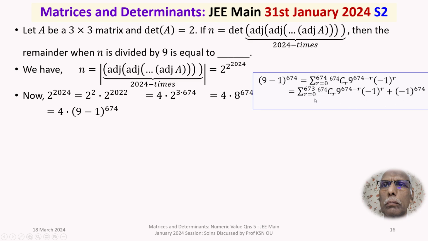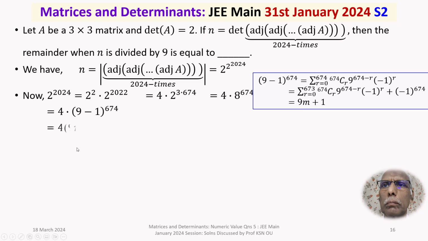Right. And now if you take r is equal to 0, it is 9 to the power of 674 only. And when you take the last term 673, it will be 9 to the power of 674 minus 673, it is 9. That means every term in this sigma notation is a multiple of 9. And the last term is minus 1 to the power of 674, which is positive plus 1. So it's a multiple of 9. So we will write 9 times m plus 1, because this is even.